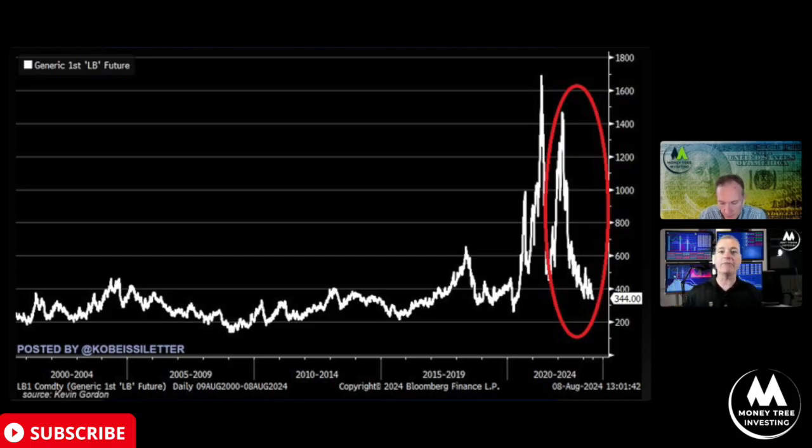So have we reverted? If you look at the lumber prices on this chart, they haven't plummeted below historic averages. They're just back to historic averages. So to some degree, this may not necessarily be fully an indicator of a housing market slowdown.